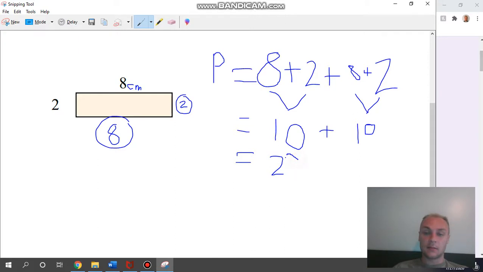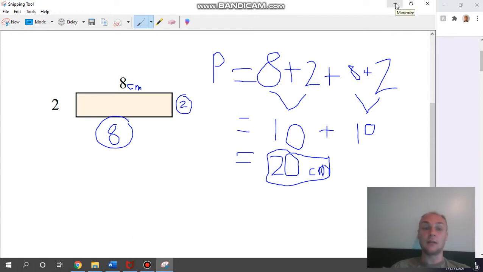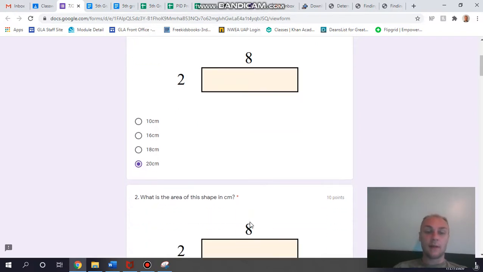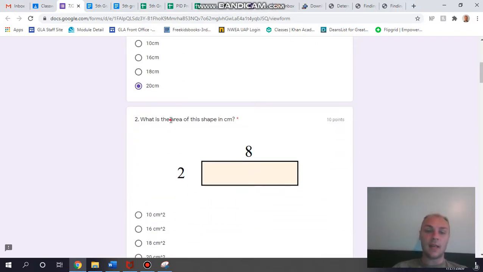10 plus 10 is 20. And what were we solving in? We were solving in centimeters. Always make sure you have your units labeled. When you get into high school, they will count you off for that. And for the standardized tests to get into high schools, they will count you off if you don't have your units labeled, okay? So the answer for this one is 20. Now we found the perimeter. Now we're going to find the area.